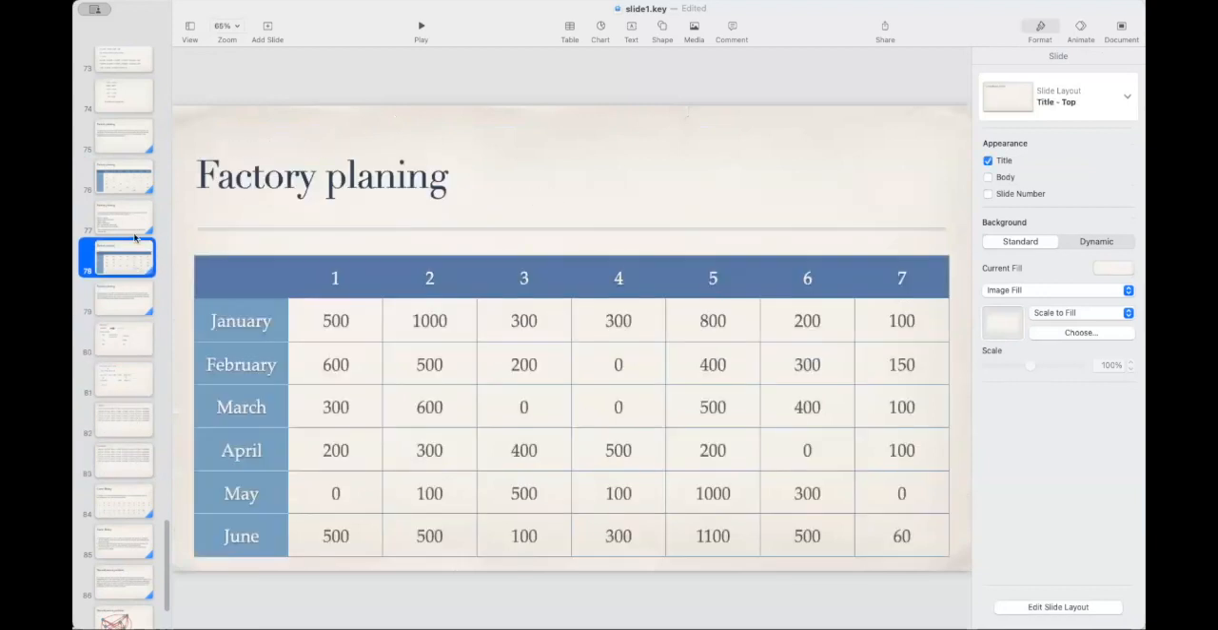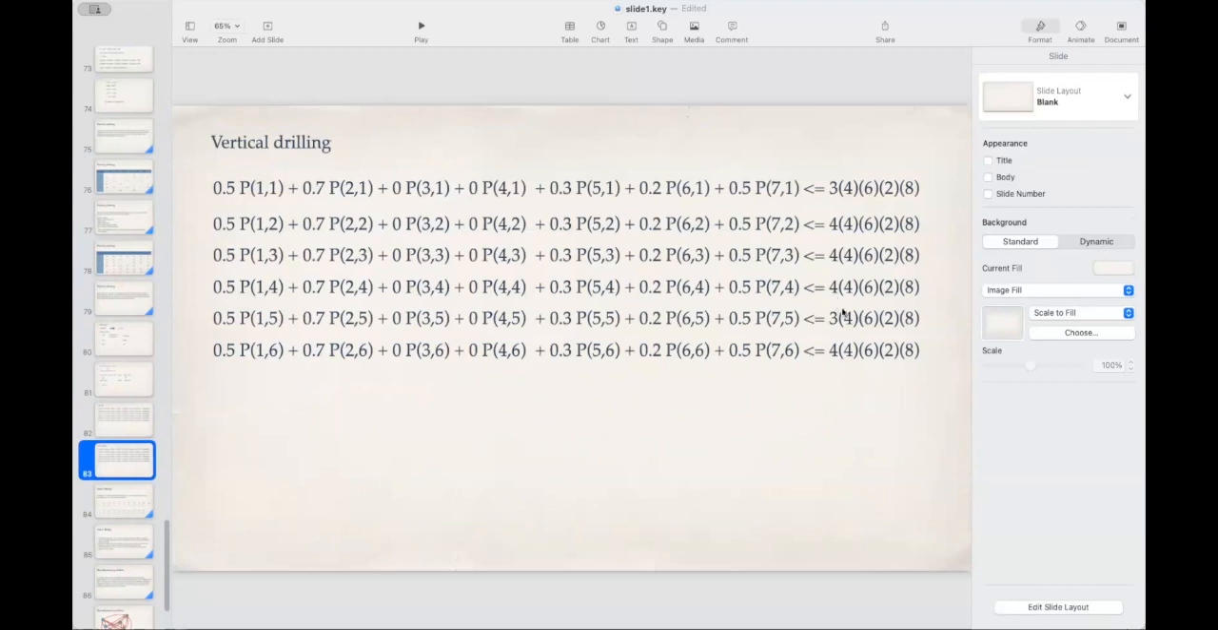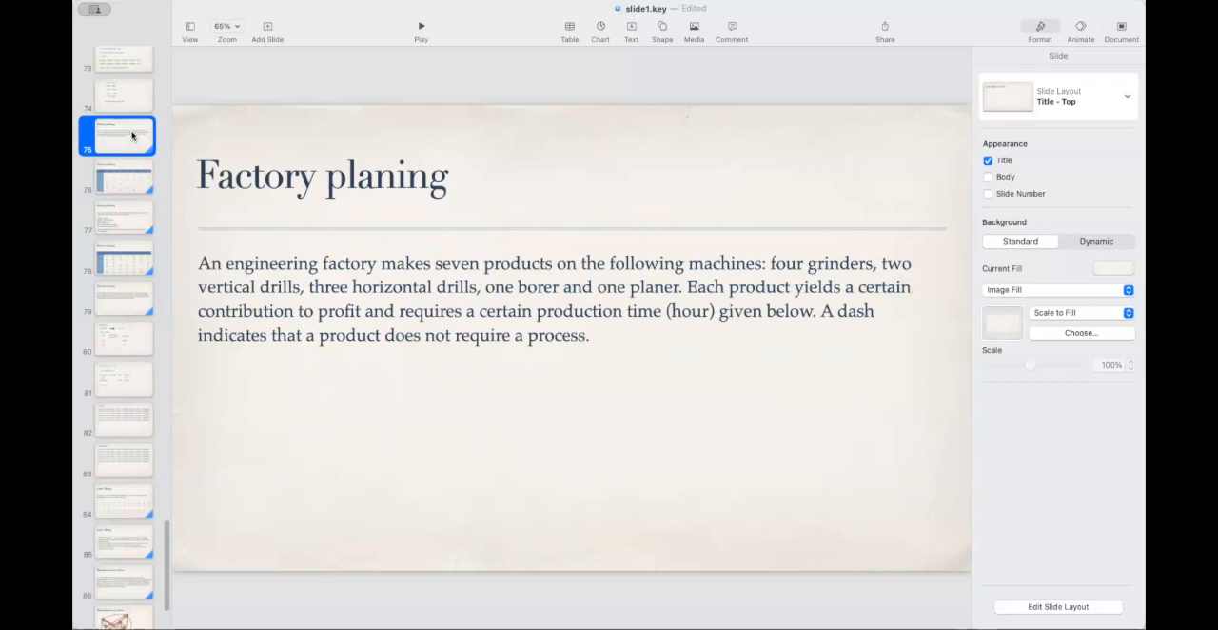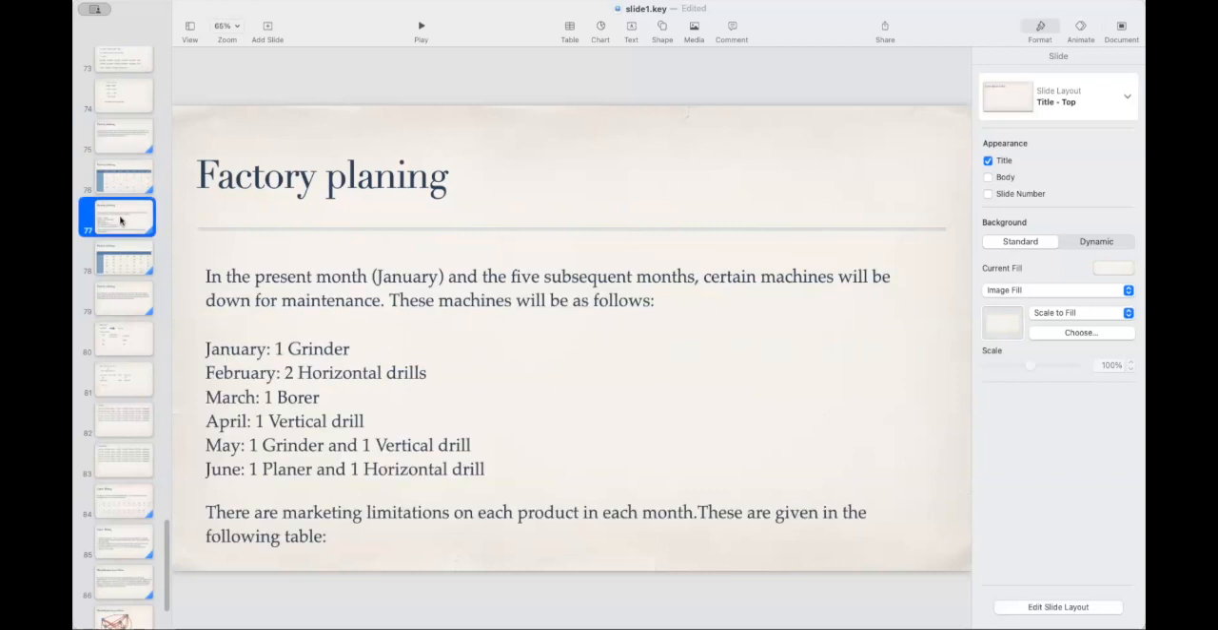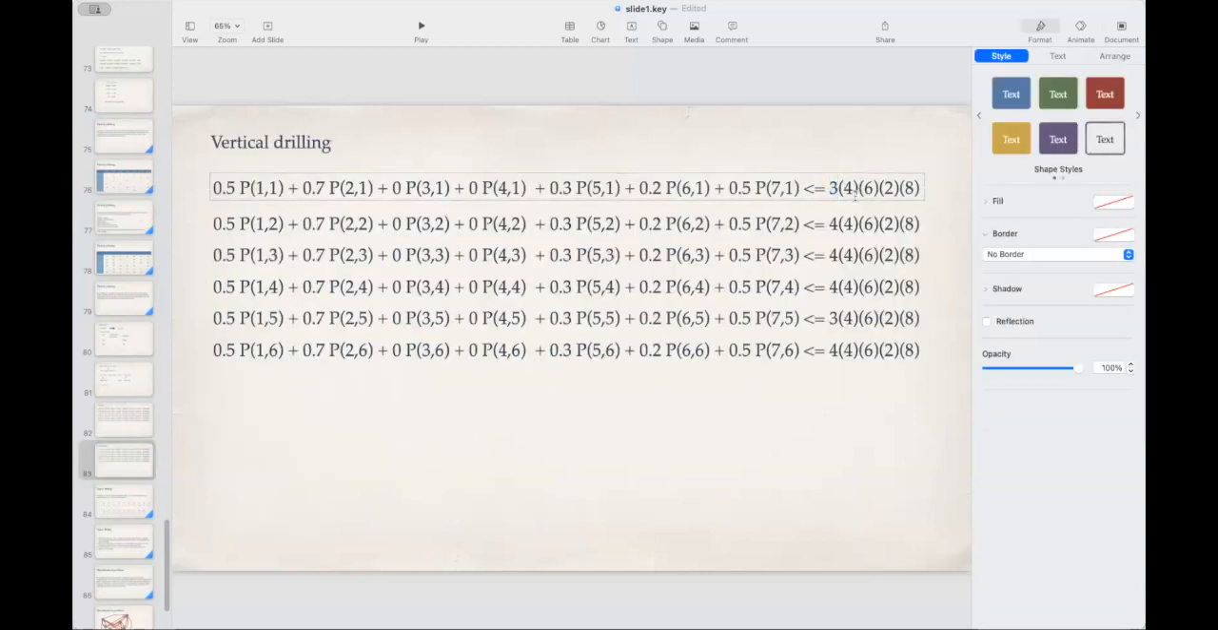Vertical drilling will be down in April. 1 in April and May. April and May. How many vertical drilling do we have? We have 2. Okay, and in April and May, 1 will be down. Okay, so we have 2.